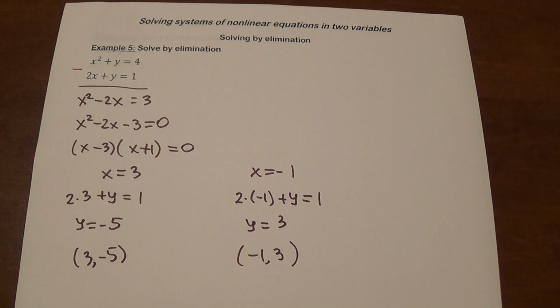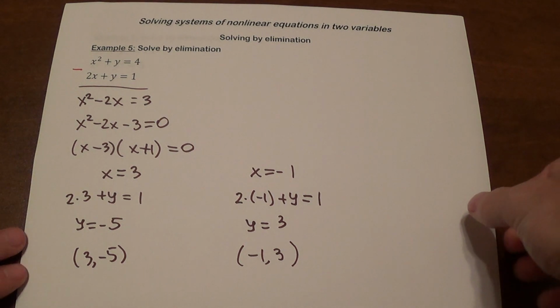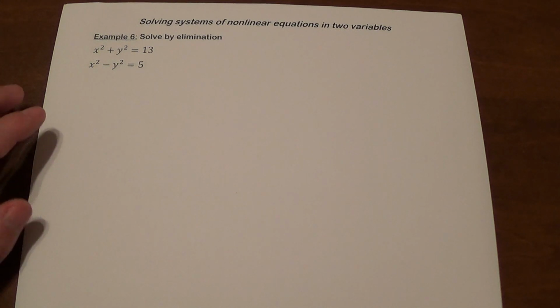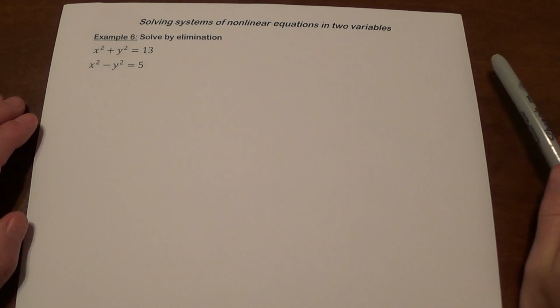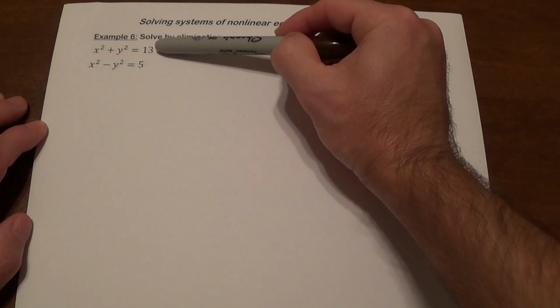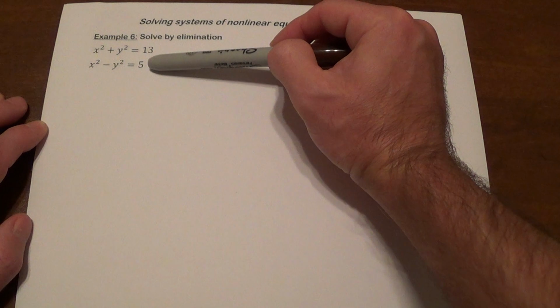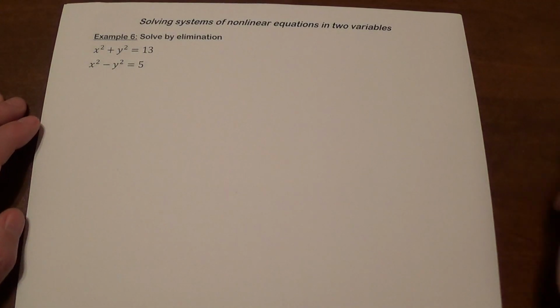Alright, that concludes this problem. Alright, this example: x² + y² = 13 and x² − y² = 5. So what do we have here? If you're familiar with conic sections, the first equation is a circle, the second equation is going to be an ellipse. I'm sorry, not an ellipse, a hyperbola. So there's a possibility of having up to 4 points of intersection.